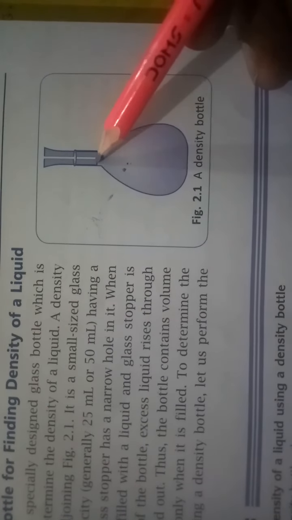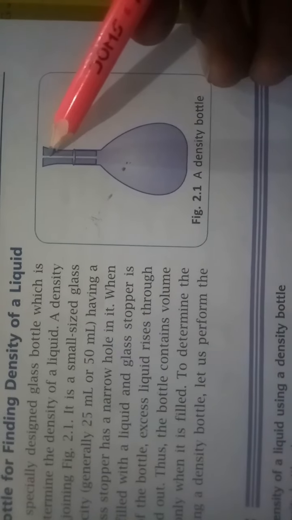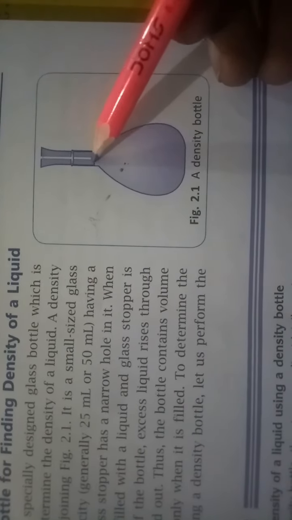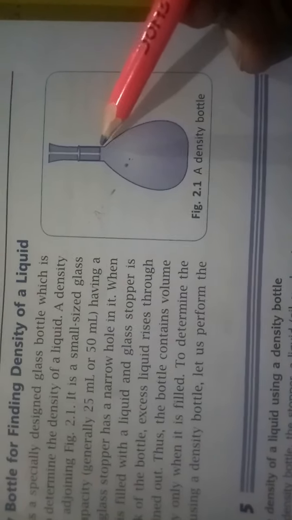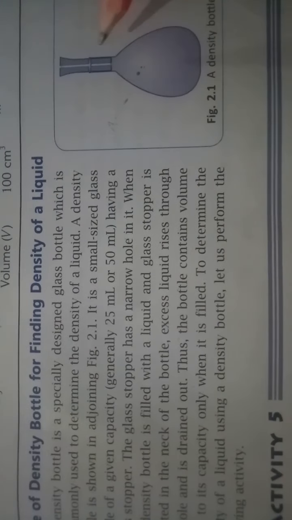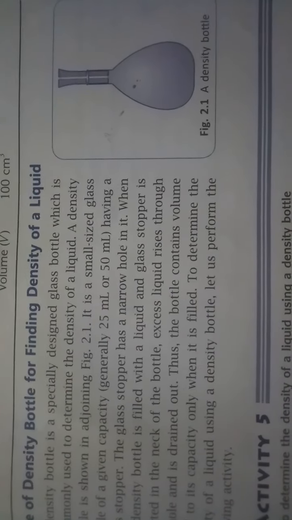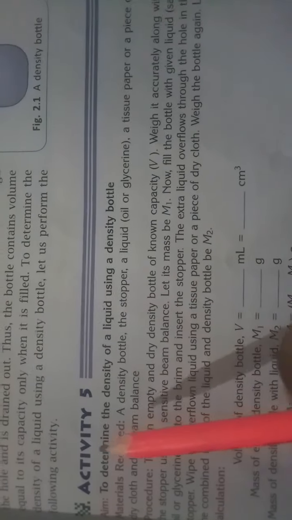So this is the extra liquid. Then we will remove it, only from this glass stopper, not all. Then after that we can calculate the density of the liquid. So let's perform an activity to find the density of the liquid with the help of the density bottle. This is Activity 5, to determine the density of the liquid using a density bottle.